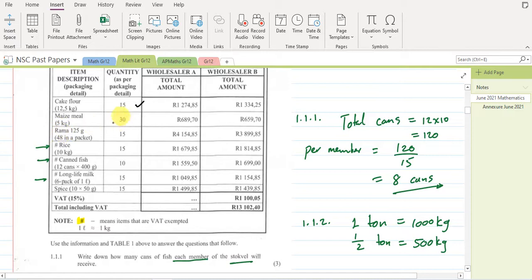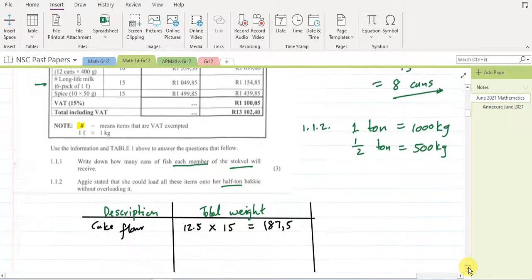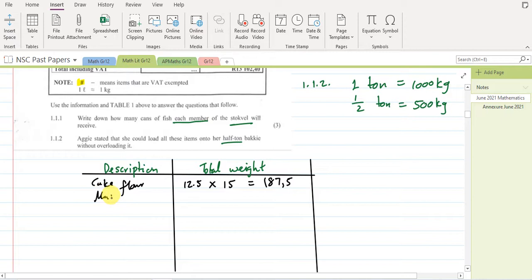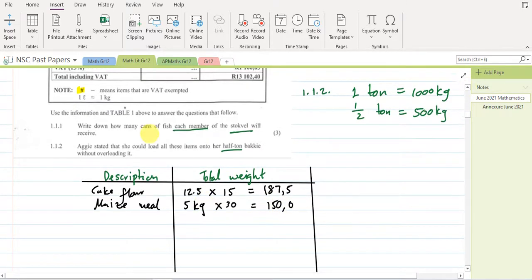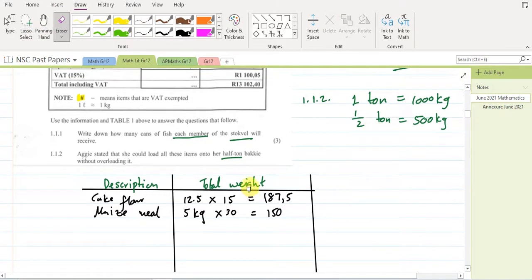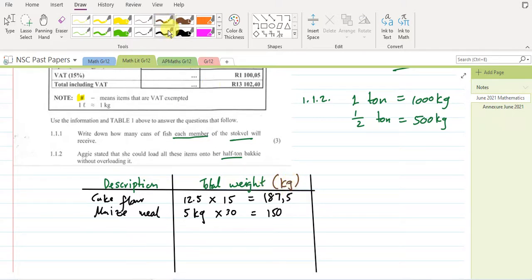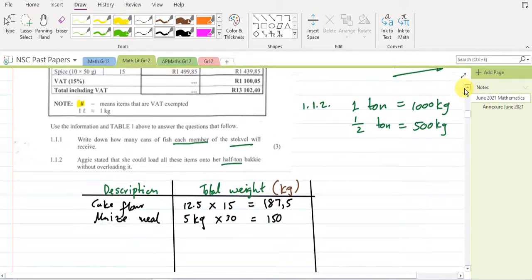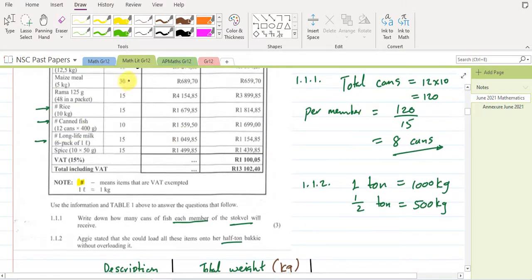Next one, maize meal, 5 kg times 30. So maize meal, we've got 5 kg and there are 30 of them. Quantity is 30. So 5 times 30, if you use a calculator, you should get 150 kg. You don't have to put comma 0, just write 150 kg. Total weight, you can put this in kg. So we're done with maize meal.